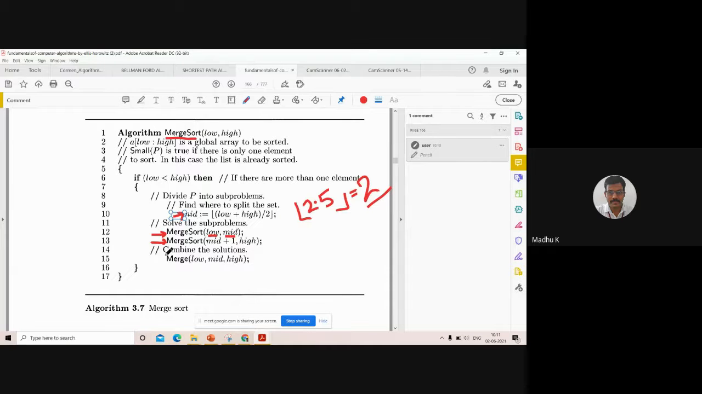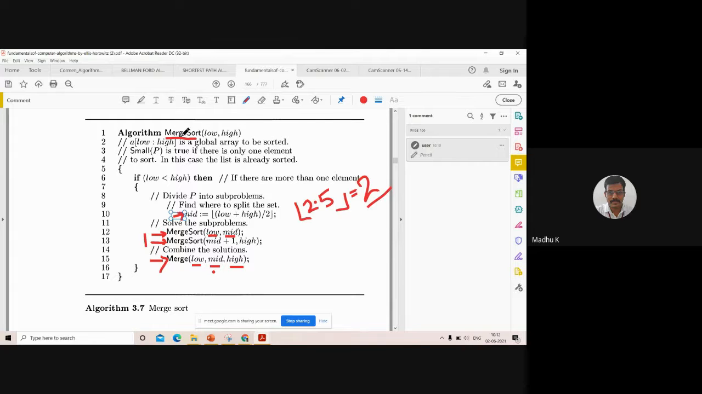Then the last step is merge. So these are the divide steps. These two are dividing the problem into smaller and smaller problems. Then the last step is to combine the solution. For that we are calling a function merge, with the parameters low, mid, and high. So this is the merge sort algorithm structure.